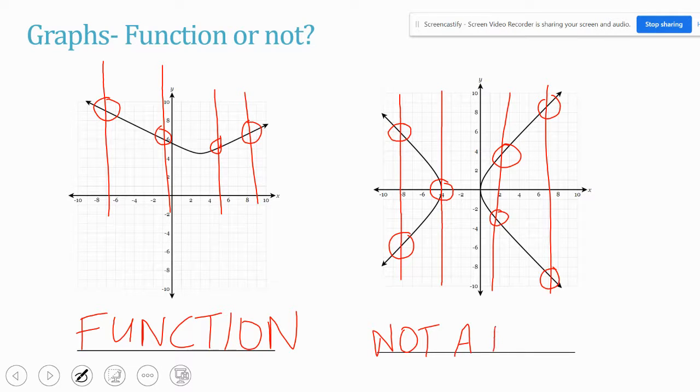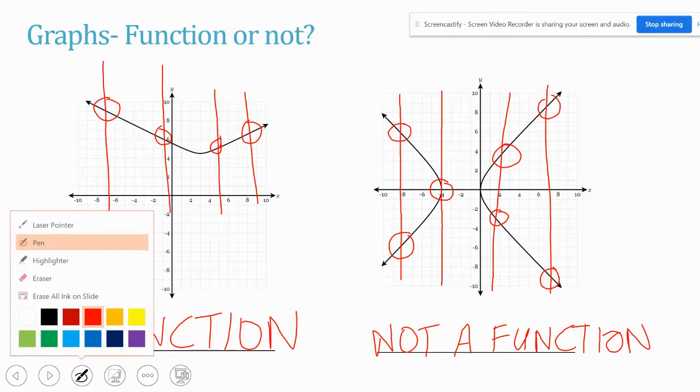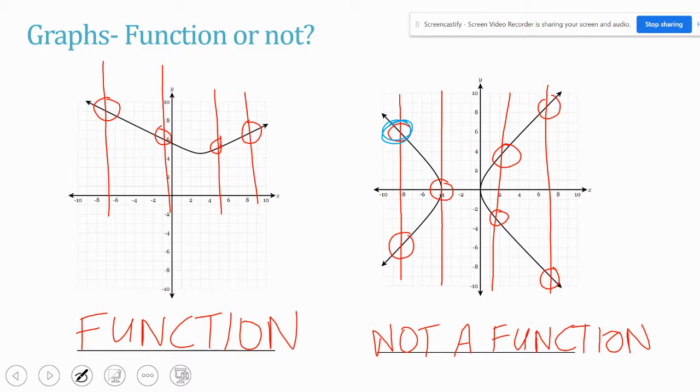So it has to pass the vertical line test at every part of the graph. And I'm going to just do this in blue so you can see. 1, 2. 1, 2. It's hitting two times in several different places, not a function.